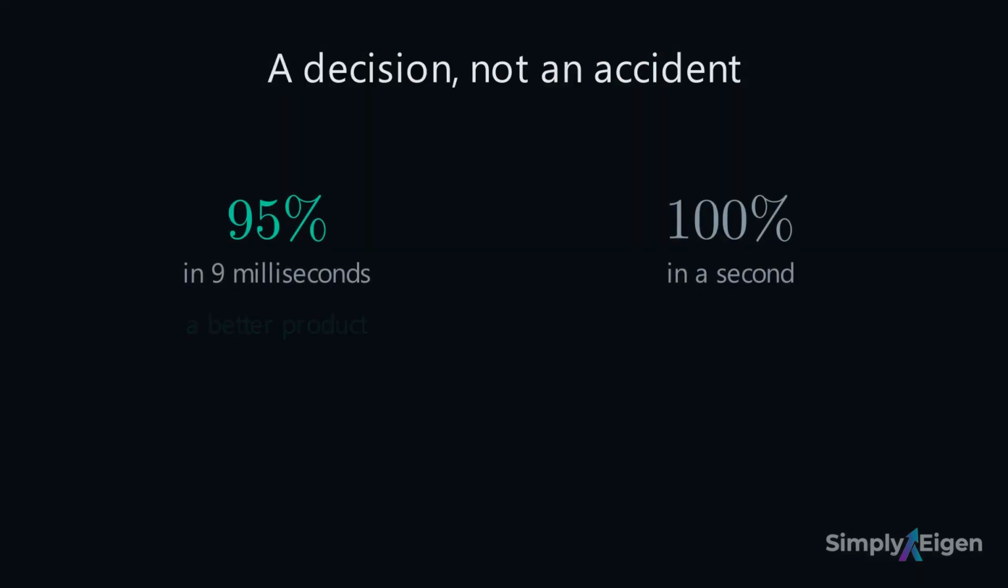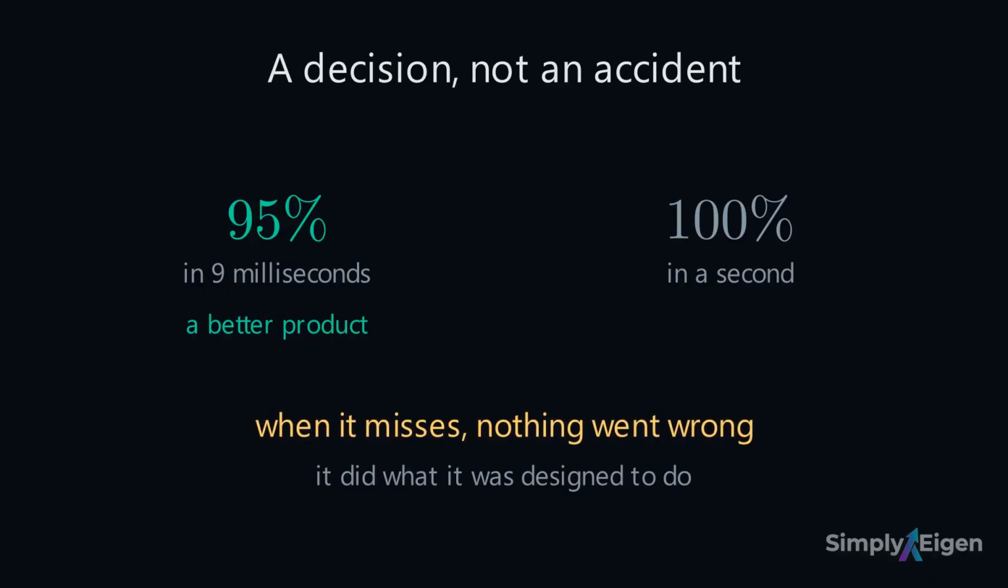95% of them, in 9 milliseconds, is a better product than all 10 of them in a second. That is a real engineering decision, and it is made deliberately. It also means that when a system like this fails to find the right passage, nothing has gone wrong. It did what it was designed to do.